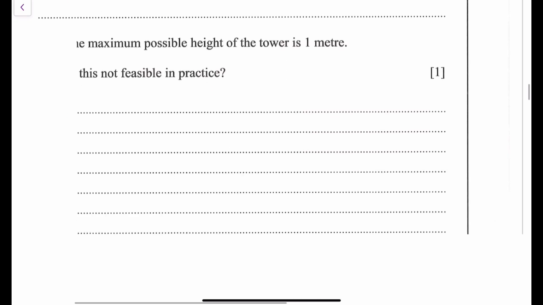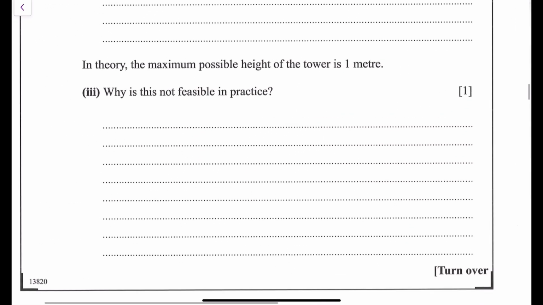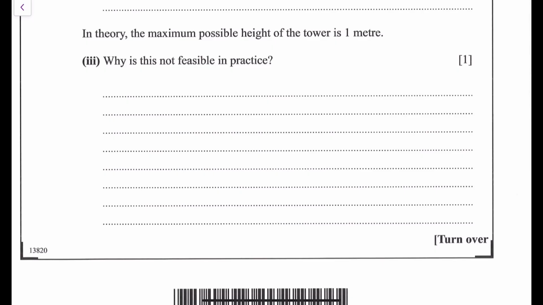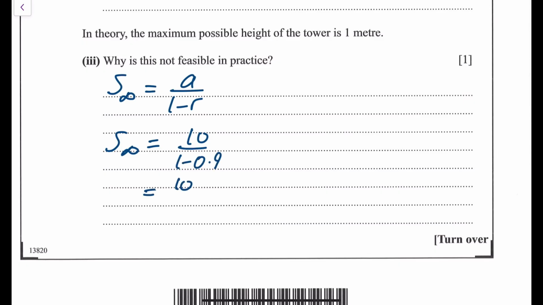Okay, next bit says, in theory, the maximum possible height of a tower is 1 metre. What they're talking about is the maximum, which is really your sum to infinity. The sum to infinity formula is this. So I can understand what they actually meant by this. The sum to infinity is going to be 10 divided by 0.1, which works out as 100 centimetres, which is 1 metre. So that's where they're getting this. So in theory, the maximum height of a tower is 1 metre.